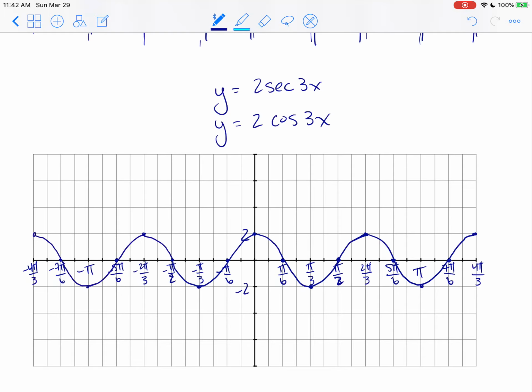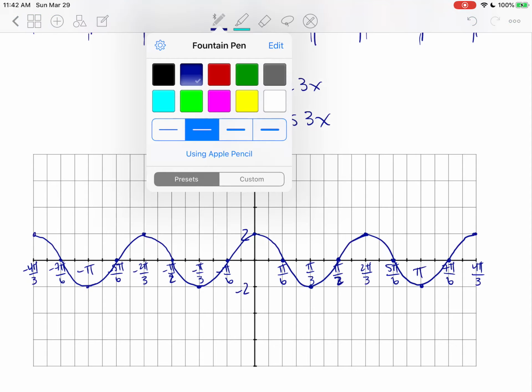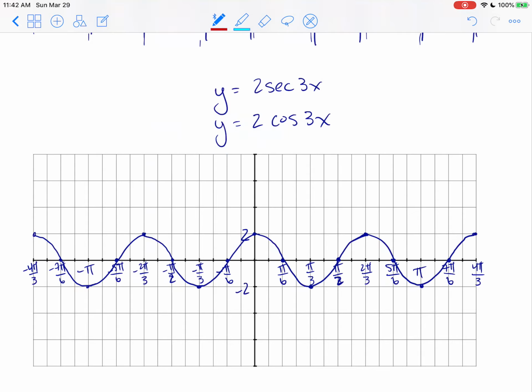So here's my cosine graph. Okay. Everywhere that cosine equals 2 or -2, those are points on my actual secant graph. And anywhere where the cosine graph is equal to 0, my secant graph is going to have a vertical asymptote.